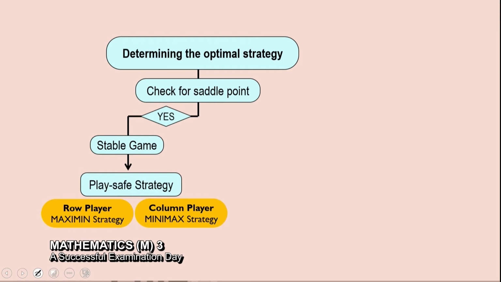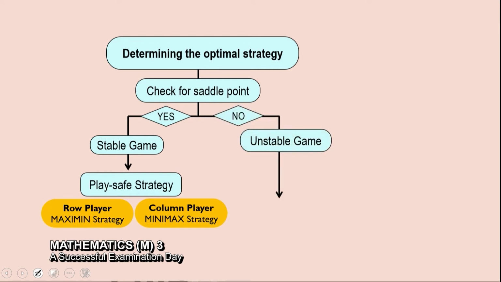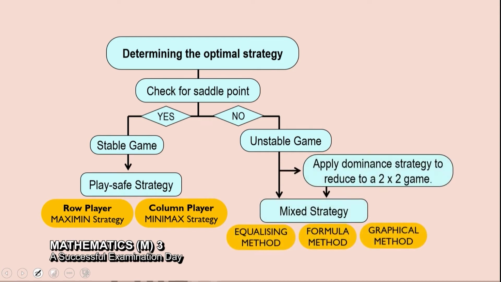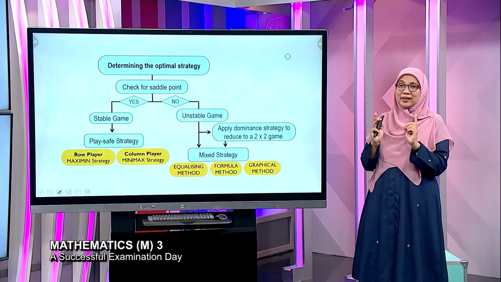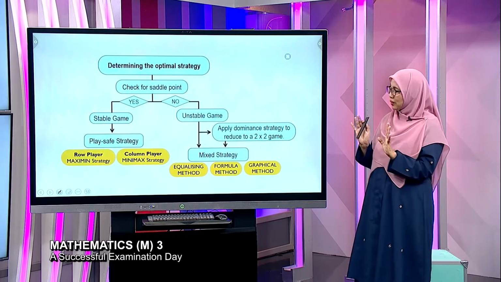If there's no saddle point, what do we do? The game is unstable, so we apply a mixed strategy. There are 3 ways of finding it. Either you use the equalizing method, the formula method, or the graphical method. And I encourage you to apply the dominant strategy to reduce to a 2 by 2, which is easier. So this is actually the summary of how to determine the optimal strategy. Short and simple, and it's very interesting. Students always get marks for this.